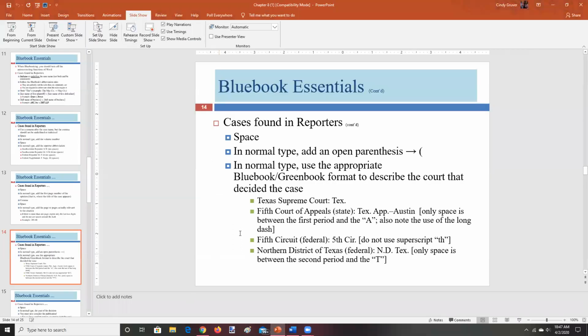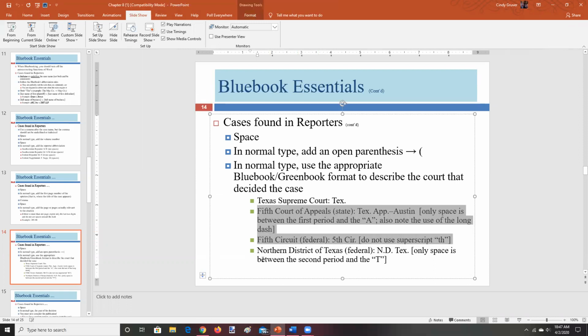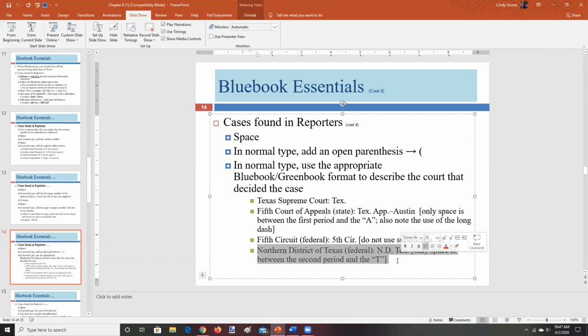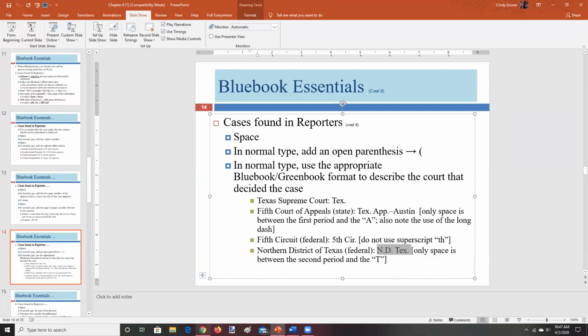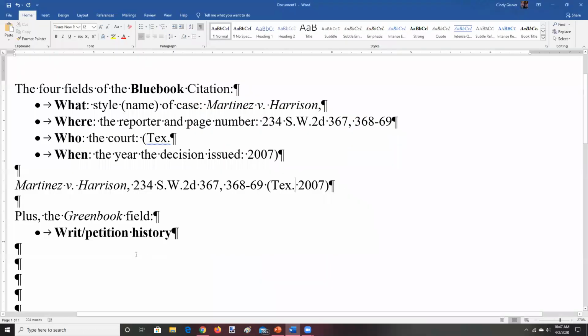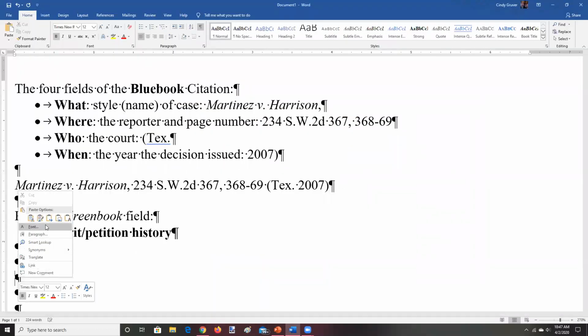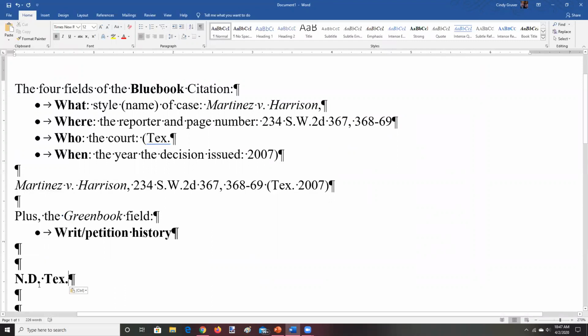Let's see how we would do other states. We're going to skip these 2 right now, and we're going to look at the Northern District of Texas. And that's going to be N period D period space TEX. So there is a space here. I'm going to copy this. And you can see the format, N period, D period, space, TEX.